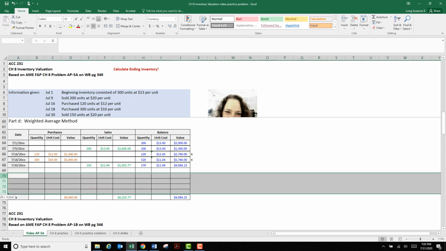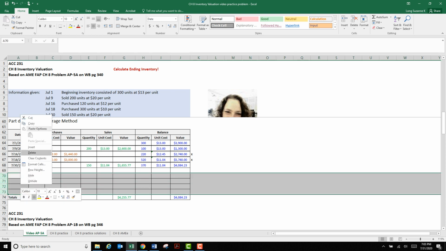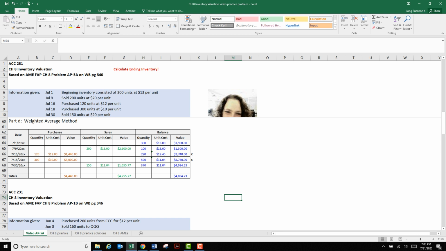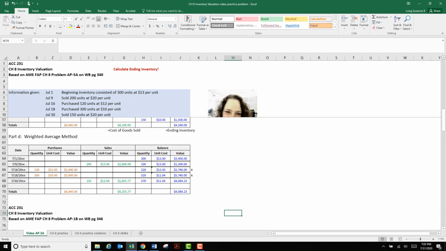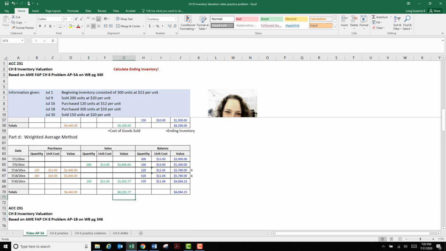So I knew we weren't going to need all these rows. Let's get rid of these rows. Let's compare that one to the one right above it. We had the LIFO up there. So again, it's close. It's in the ballpark, and it should be 4,000, but this one's a higher cost of goods sold. So it's going to be a lower ending inventory. So again, ballpark, same idea, but a little bit different.